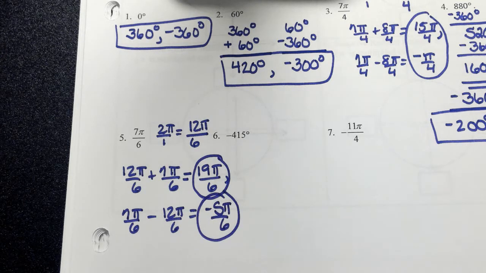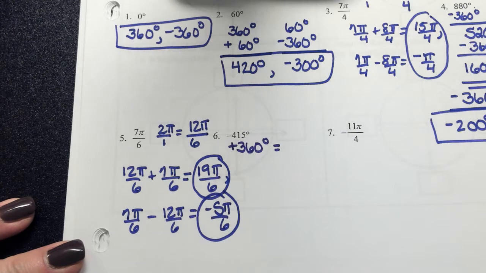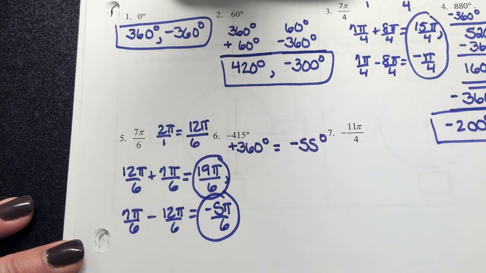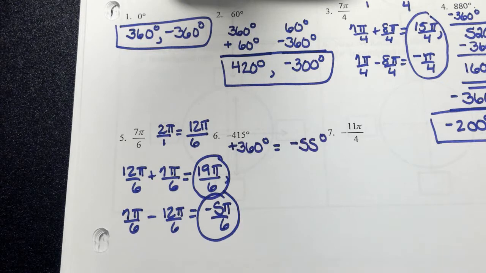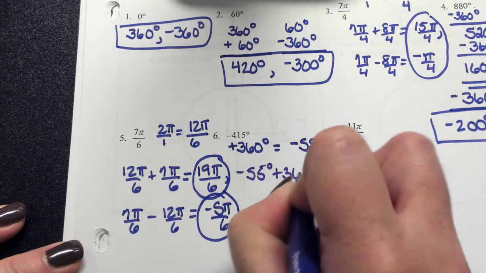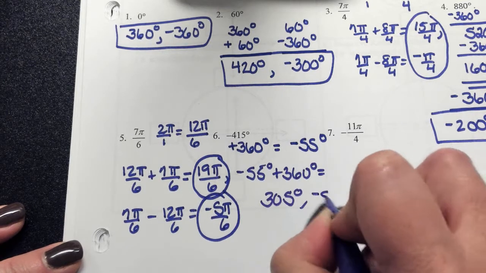Negative 415 degrees. I don't want to subtract 360. Add 360, exactly. So when I add 360, what's that going to give me? What's negative 415 plus 360? It's going to be what? Negative 55 degrees. Remember, I want 1 positive and 1 negative. So to find my positive, what am I going to do to negative 55 again? I'm going to do what? Add 360. So negative 55 degrees plus 360 is going to give me what? 305 degrees. So 305 degrees and negative 55 degrees.